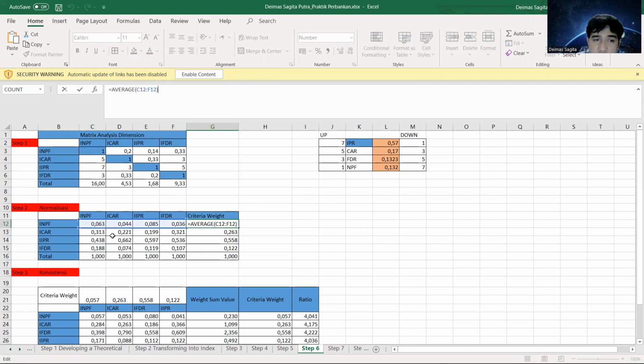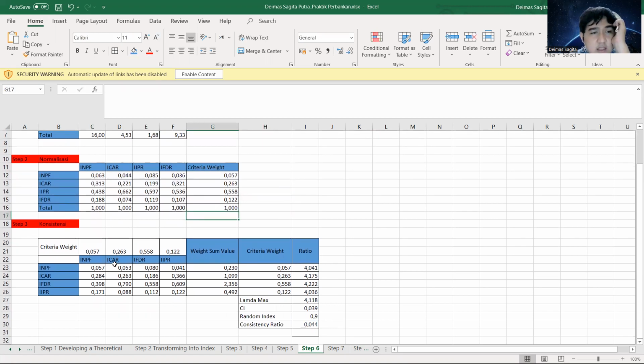After that we try to find the criteria weights. The formula is average from here. The average for this data is to block the data from left to right, and after that the total. Don't forget to make the total summary. Sum this, sum ICAR below. So that is the 3.